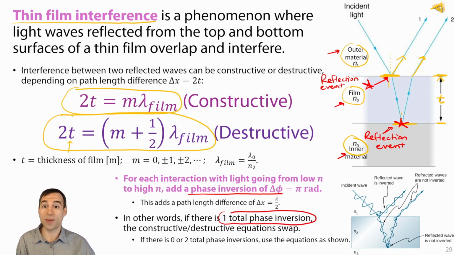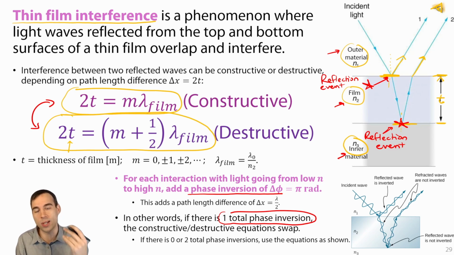And if there's one phase inversion only, these two equations swap. You use the top equation for the destructive case and the bottom equation for the constructive case. I will give you an example for this in a sec, but I will repeat that if you have one total phase inversion due to the reflection events that you see here, then these two equations swap.